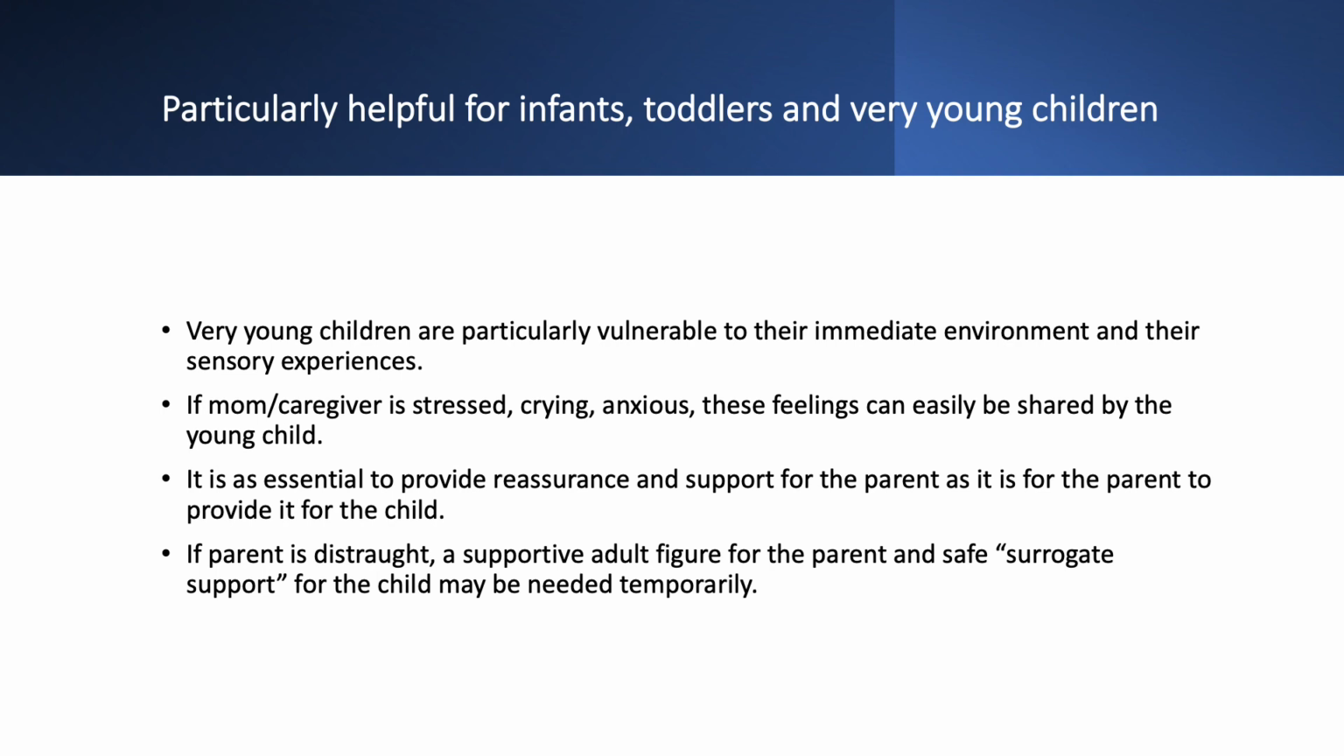If the mom or the caregiver is stressed, crying and anxious, the feelings can easily be shared by a young child. So it really is important for you as a caregiver to provide reassurance and support for parents, so that the parents can provide the reassurance and the care for the child. If the parent's distraught, it's helpful if you can find a supportive adult figure for that parent, and an adult that can provide kind of surrogate support for the child if it's needed temporarily. And again, you have to be really careful and make sure that you know who that person is.